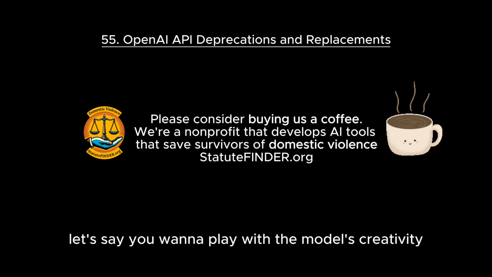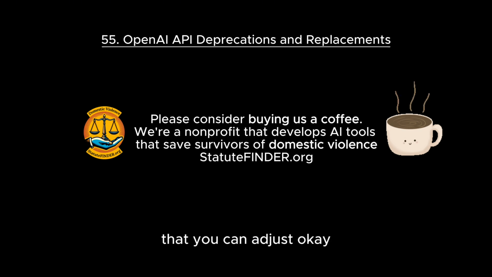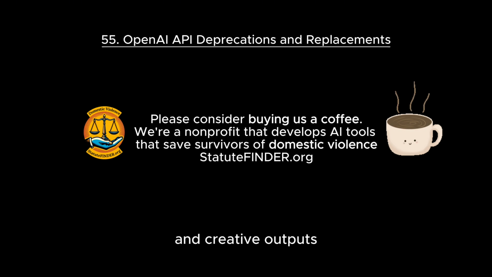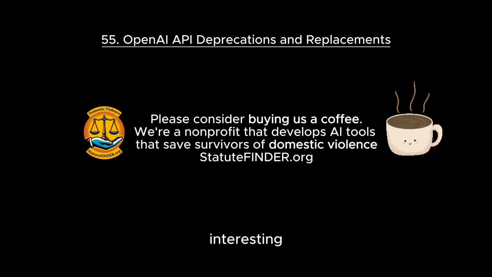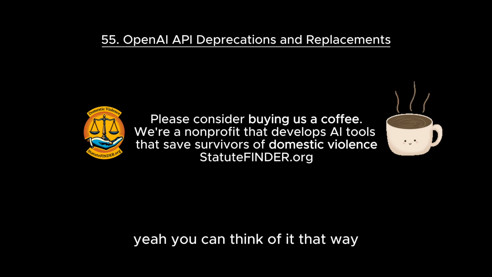Let's say you want to play with the model's creativity. There's a parameter called temperature that you can adjust. Higher temperature means more unexpected and creative outputs, while lower temperature keeps things more predictable. Interesting. So it's like a dial for controlling the AI's wild side. Yeah, you can think of it that way.